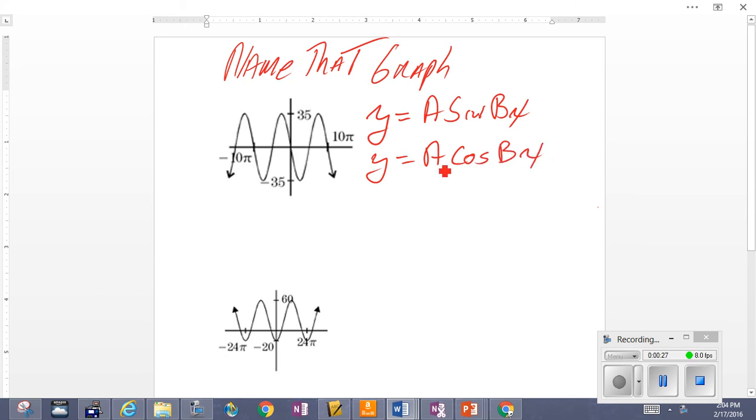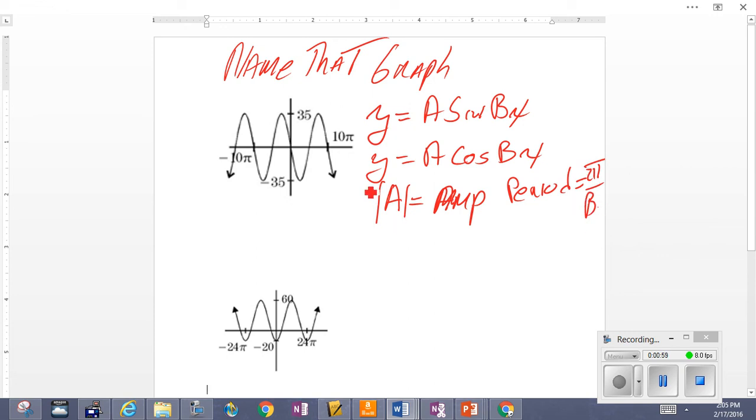Of course, the a is controlling the amplitude, so the absolute value of a is equal to the amplitude. And the period is 2 pi over b. So let's take a look at each of these.